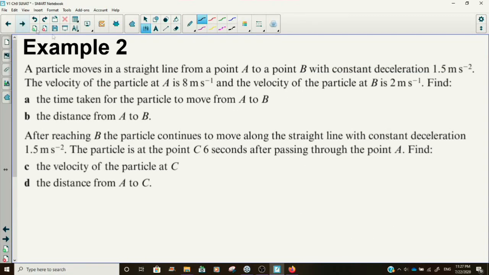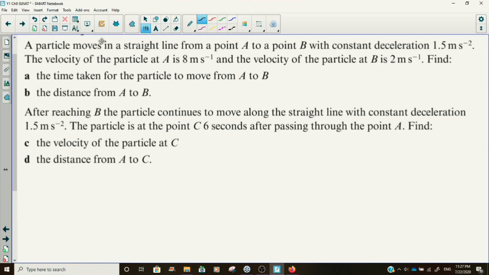Example 2. Okay, a little bit more involved, this one. Here we have a particle that moves in a straight line from a point A to a point B with constant deceleration, 1.5 meters per second squared. The velocity of the particle at A is 8, the velocity at B is 2. Find the time taken for the particle to move from A to B. I'm going to get you to see if you can sketch the velocity time graph for that first part of the question. It is extended later on, but let's just do the first part and see what we get. So pause the video, do a little sketch of that velocity time graph, and then resume to see if you've got it right.